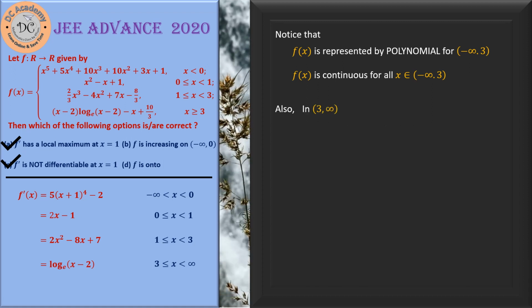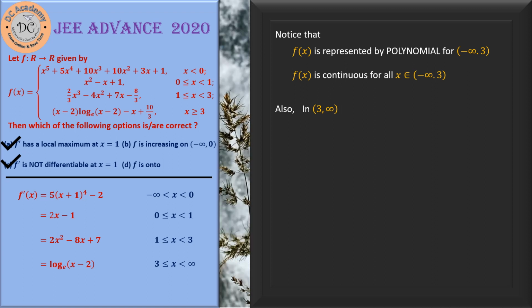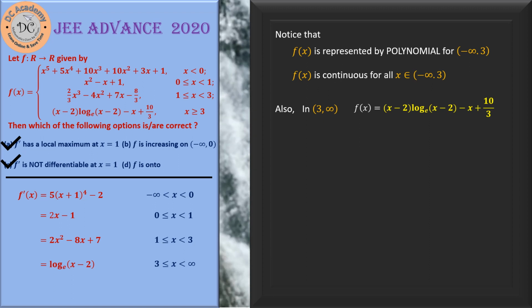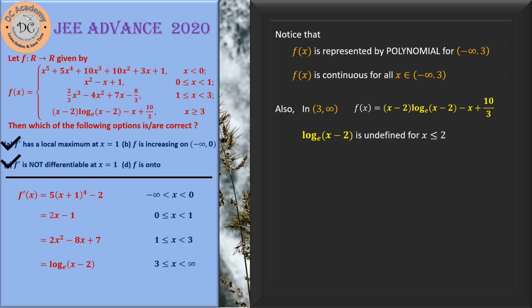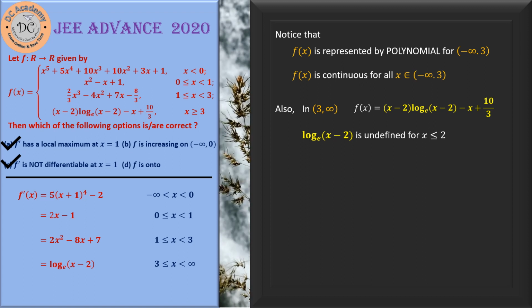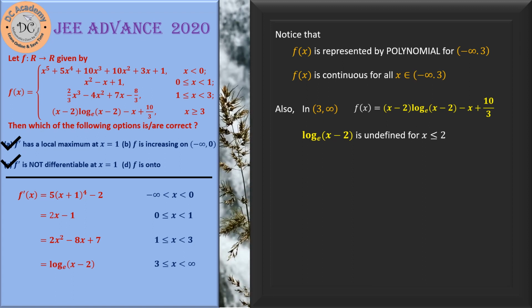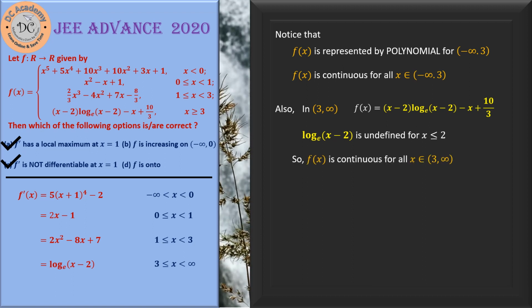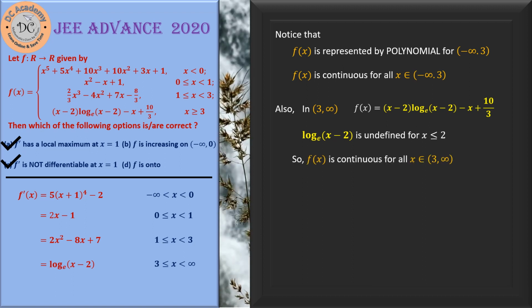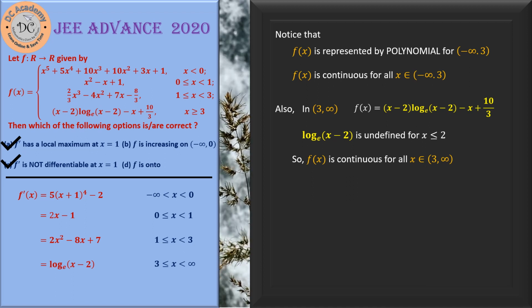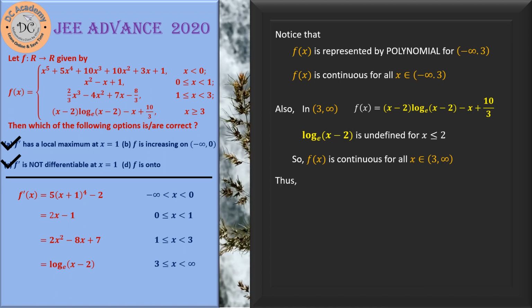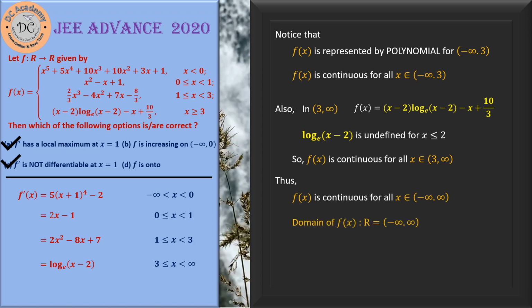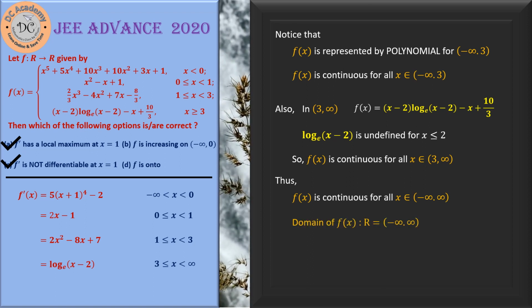Also, you can see that when x is greater than 3, or in the interval 3 to infinity, f x is defined by log. Now, log of x minus 2 is undefined when x is less than or equal to 2, because then it is a negative value. But that's why when x is greater than 3, the function f x is well defined. So therefore, we can say f x is continuous and well defined in the interval minus infinity to plus infinity. So the domain of the function is the real numbers.